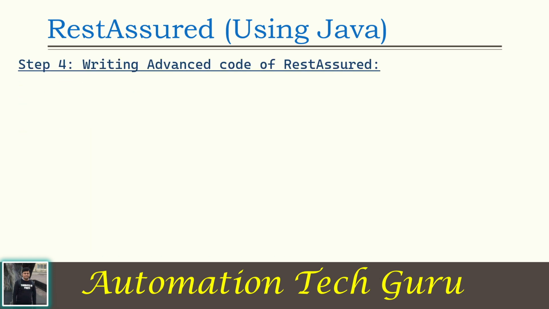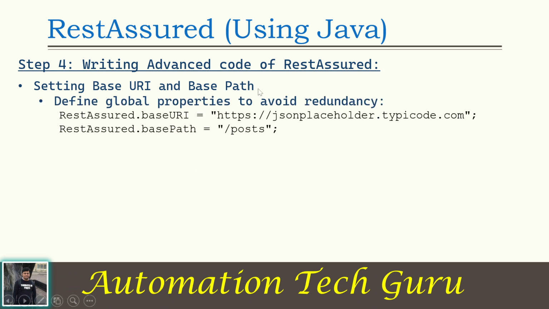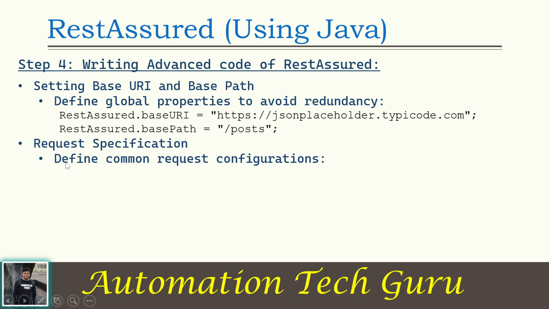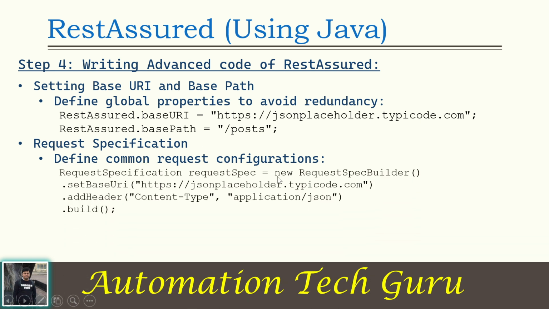Then writing advanced code for RestAssured. Setting the base URL and base path. How to do that? Define the global property to avoid redundancy. You can use RestAssured.baseURI and then RestAssured.basePath. Next is request specification. Define common request configuration. So how can you do that?